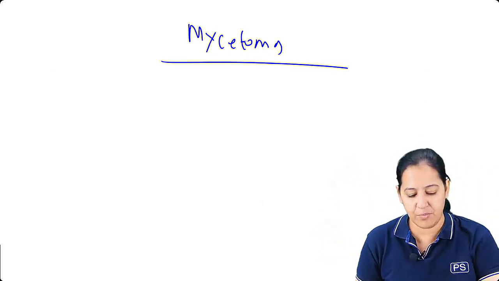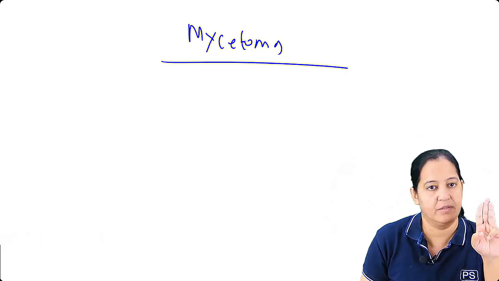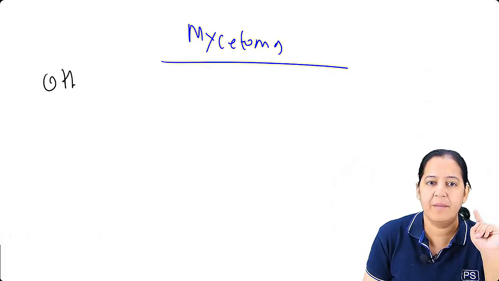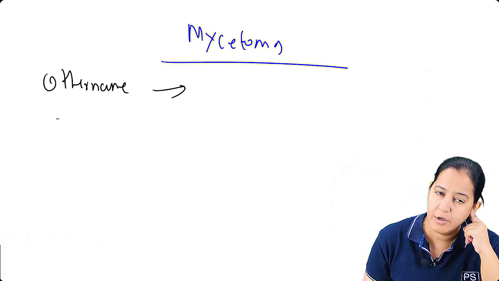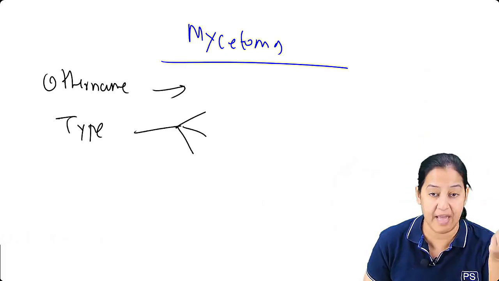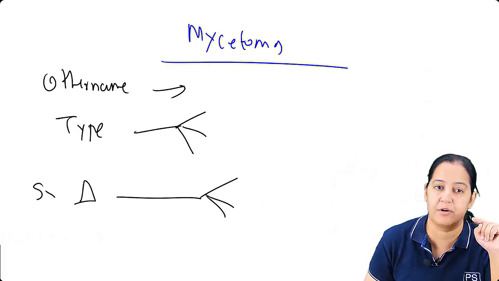So in mycetoma, you have to learn first the three types. Introduction, you learn the other name. Other name number one, mycetoma का. Number two, you tell me the three types with their causative agent. Number three, you tell me the triad, matlab the triad of the symptoms.